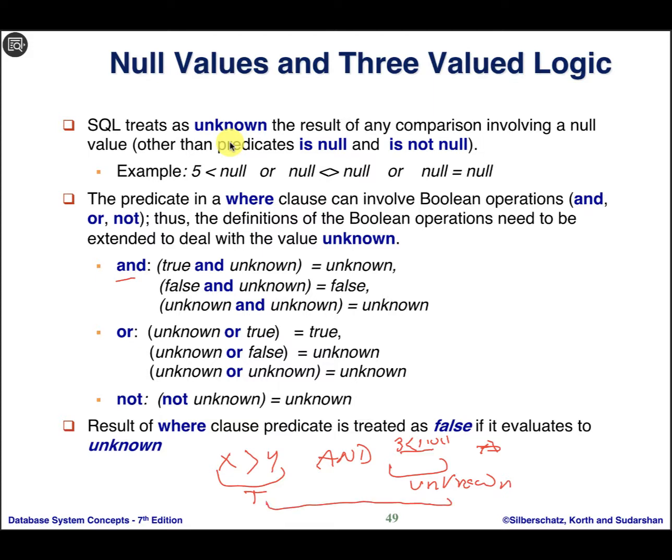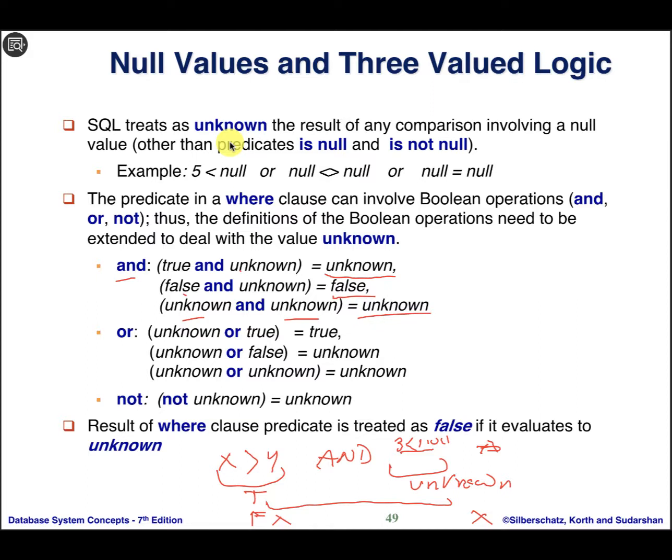What do you have to do? I'm just modifying my truth table. True with unknown is definitely evaluated to unknown. False with unknown, that means this one is false, can be evaluated to false. Definitely not unknown. Because for the and, both values must be true. If one of them is false, definitely, regardless of the value of the other operand, the result is going to be false. Unknown with unknown, the result is going to be unknown.